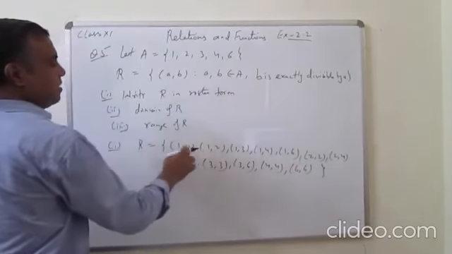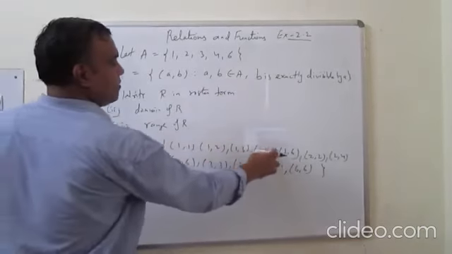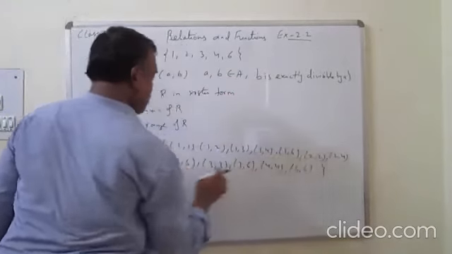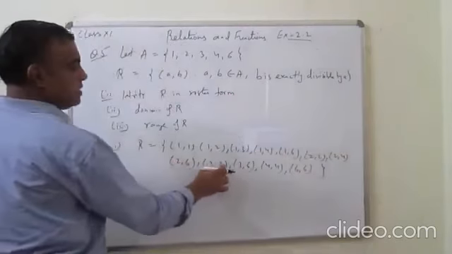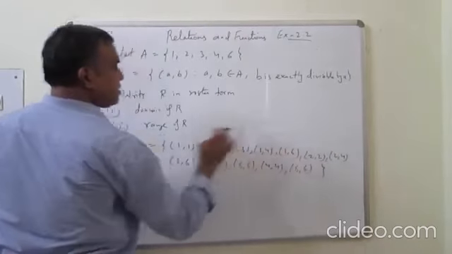The second element is divisible by the first element. See here: (1, 4), (1, 6), (1, 2), (2, 2), (2, 4), (2, 6) since 6 is divisible by 2, (3, 3), (3, 6), (4, 4), (6, 6).